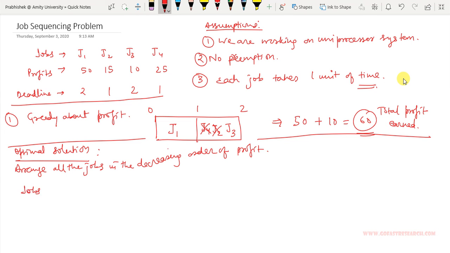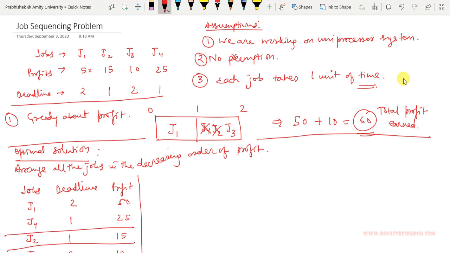So I have arranged all the jobs in decreasing order of profit. Jobs, deadline, and profit. Just check J1, J4, J2, J3. What are the deadlines? 2, 1, 1, 2. What is the profit? 50, 25, 15, and 10. This is a table in decreasing order of the profit of all jobs.